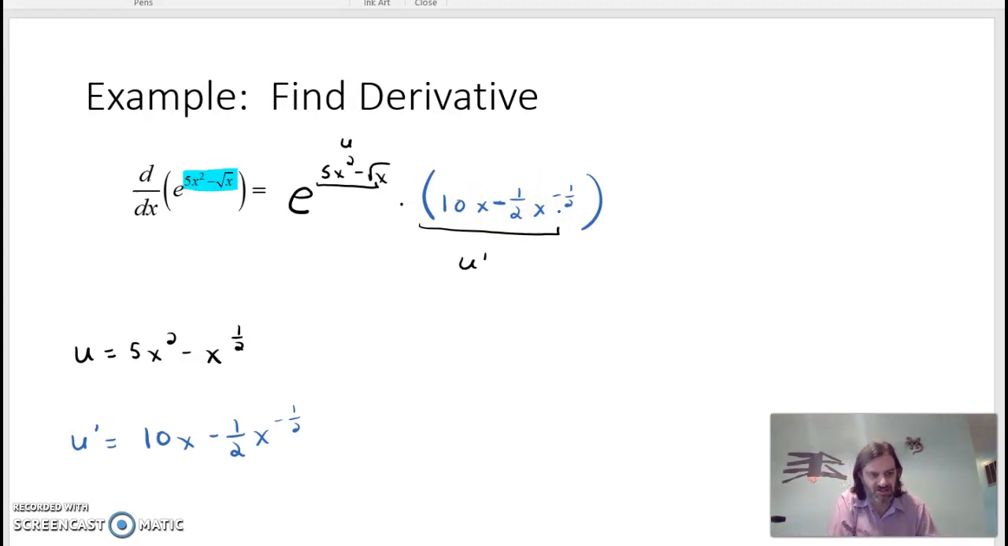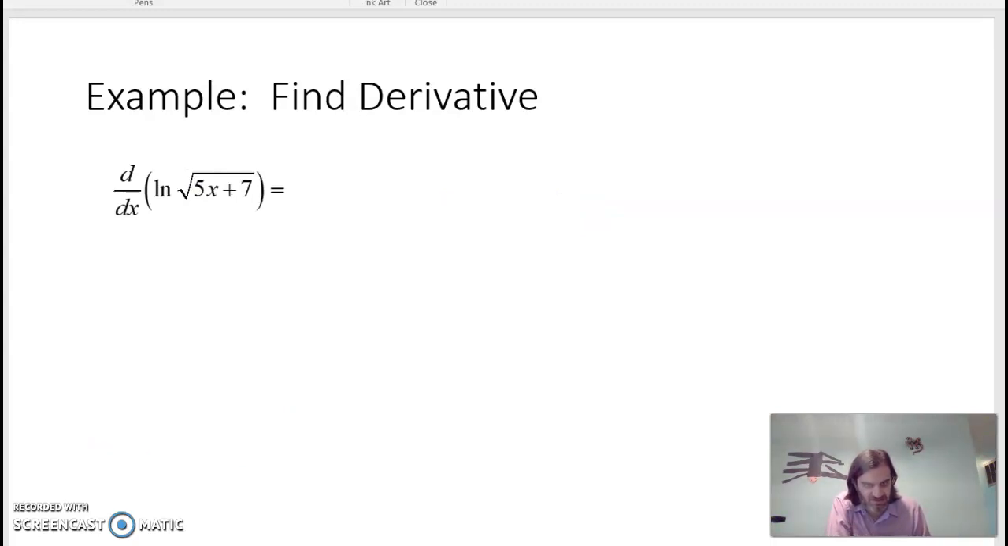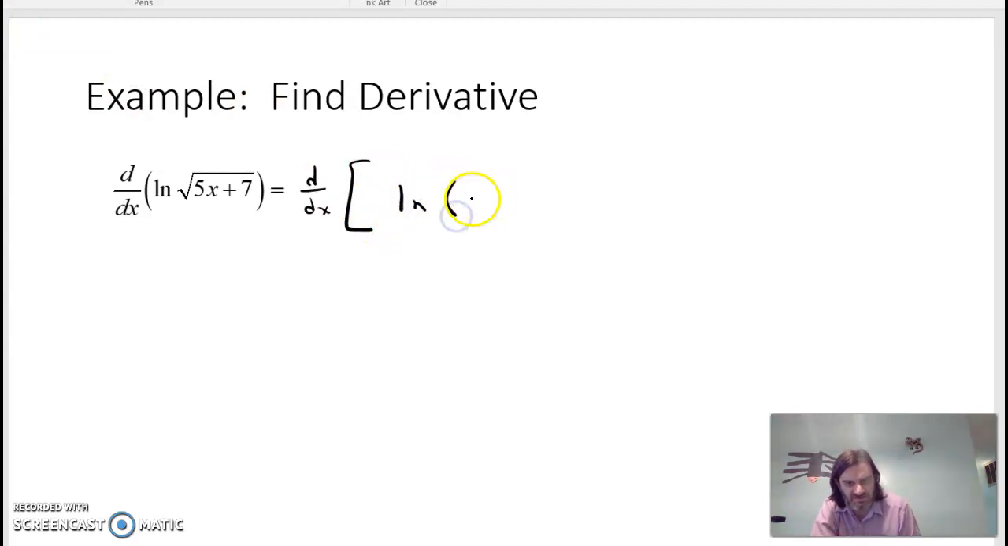Okay. I think I've got one more before we get crazy here. Natural log of the square root of 5x plus 7. So I need to rewrite this thing, I feel like. It's the natural log, messy. Natural log of, instead of square root, I'm going to write 5x plus 7 to the 1/2. And that's what I want to take the derivative of.